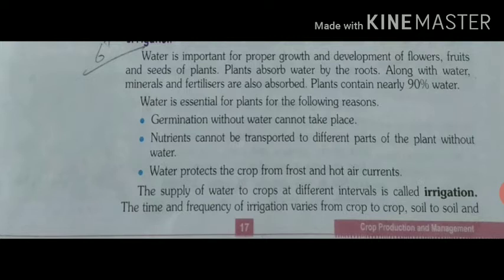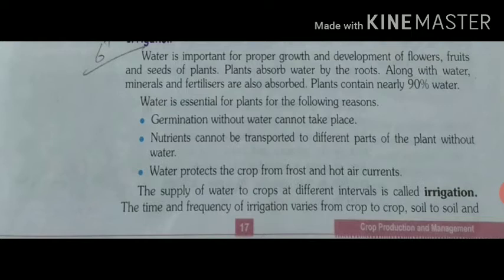The amount of water in the soil is not constant throughout the year. Water from the soil is lost constantly by evaporation and percolation to lower depths of the ground. It is therefore necessary to supply water to the plants in the fields periodically. So, the process of supplying water to crop plants in the field is called irrigation. Irrigation is very important because water is one of the essential things for the growth and development of plants. And you know that plants contain nearly 90% water.